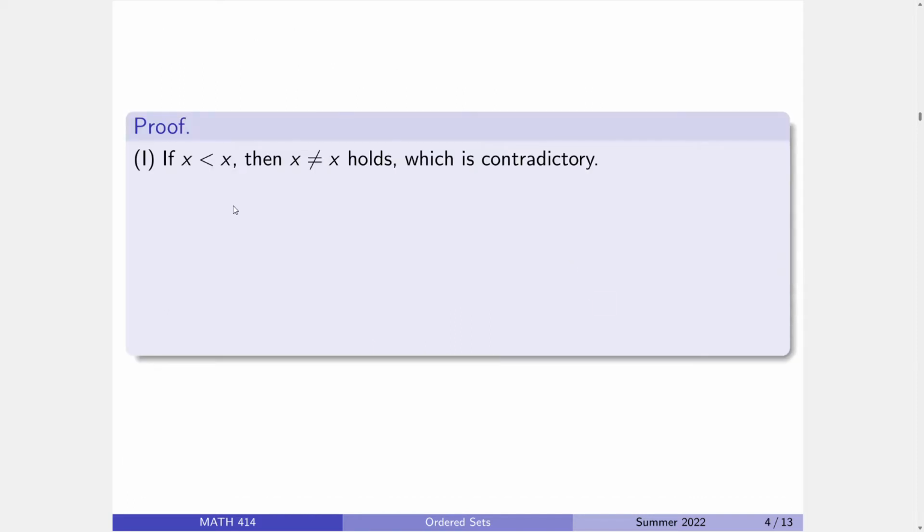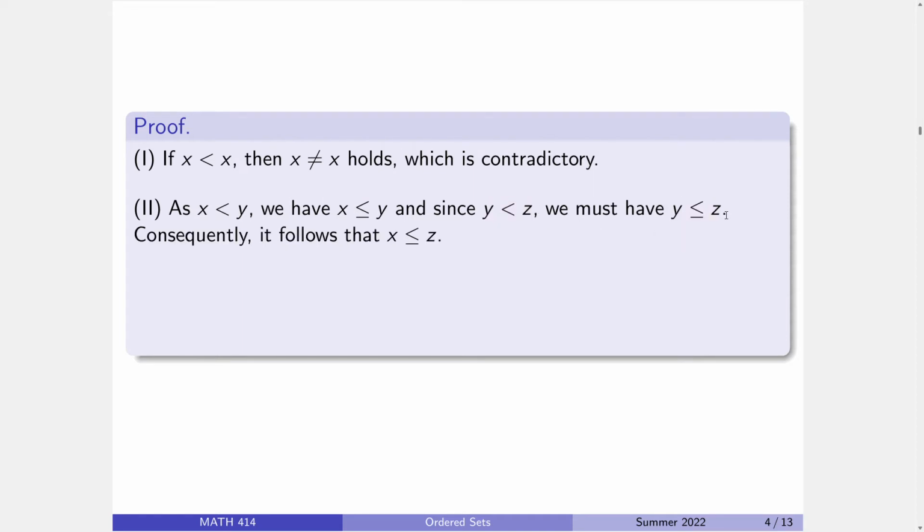All right, first things first, if this held, what does this mean? This means that x is less than or equal to x, and x is not equal to x, but x is itself, so that's contradictory. Now for the transitivity part, if this holds, then we have that, and if this holds, then we have this. We know that the less than or equal to sign is transitive, so I can conclude that x is less than or equal to z.